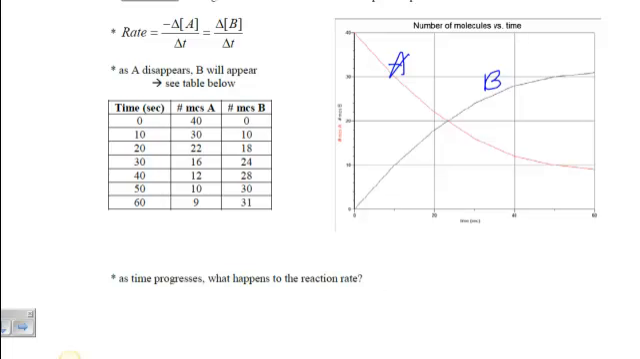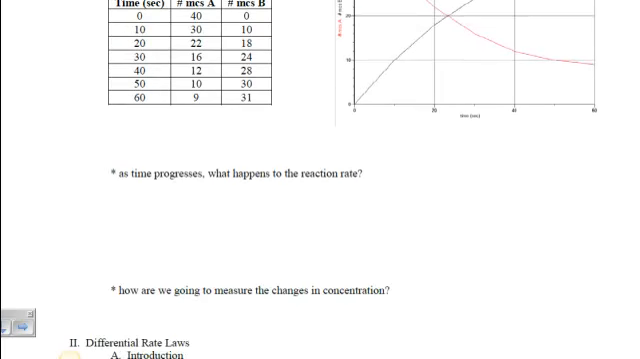And secondly, for the next question, how are we going to measure these changes in concentration? Typically, we can see these reactions in the lab. They usually are identified by a change in color, or a change in amount of gas formed, or some other type of change that occurs that identifies that a reaction is going on.